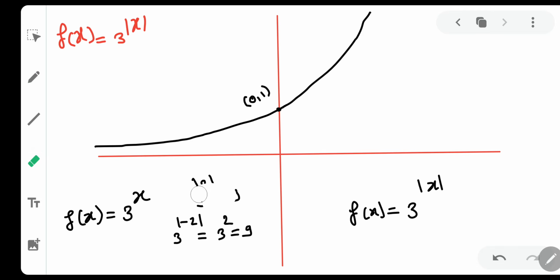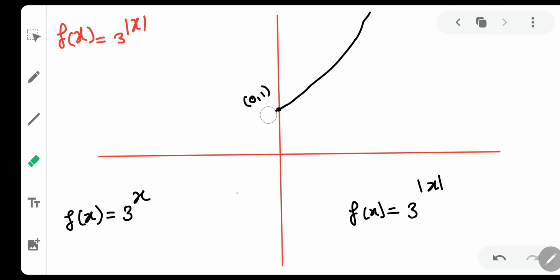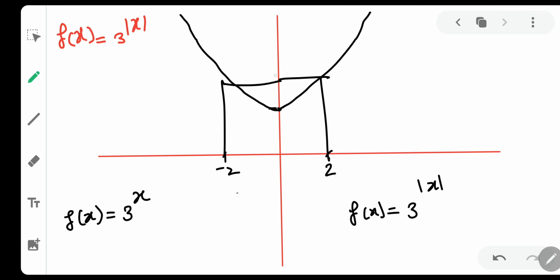So if you want to make the graph of 3 raised to |x|, what you need to do is first rub the negative side, and the positive side answer you reflect, you draw the same graph to the negative side. It means whatever your graph is on the positive side, the same graph will be on your negative side. Now you will say how? See, for 2 we have 9 and for -2 also we have 9, right? So this is how you make the graph of 3 raised to |x|, where this intersection is (0, 1).